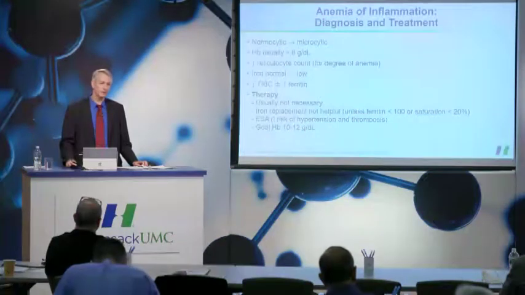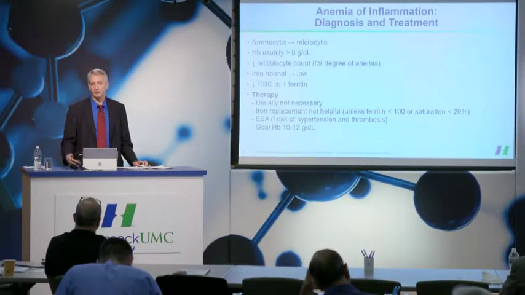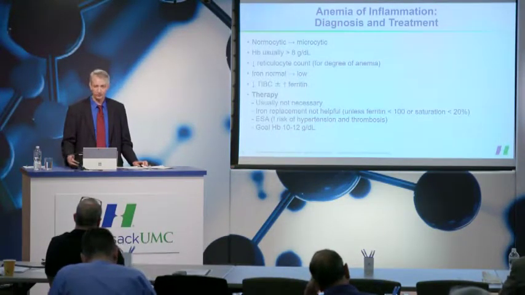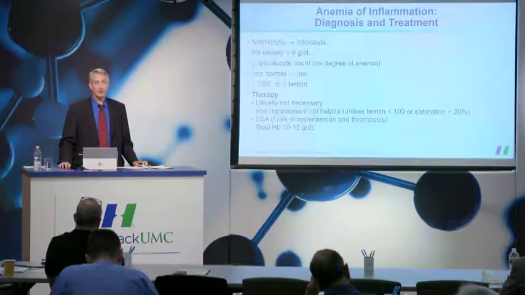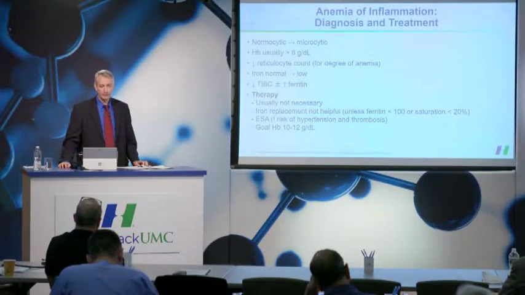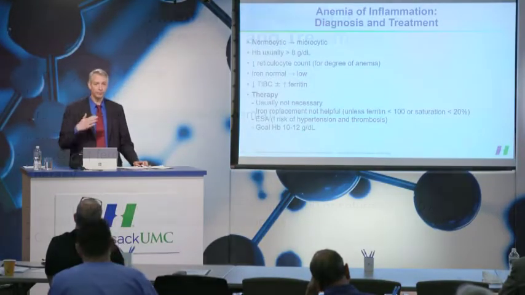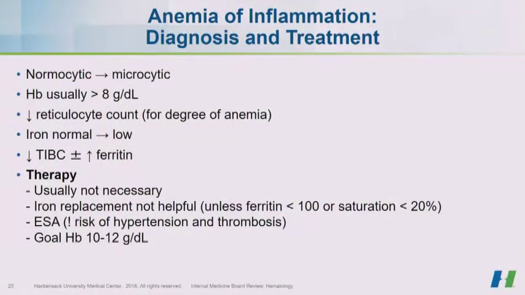If you have substantially low levels of iron saturation or ferritin, you may use iron to a point. Erythropoietin stimulating agents are a possibility. The concern here is if you push too hard on an increase in hemoglobin, you may run the risk of other adverse events that come with it, and the two major ones are hypertension and thromboembolic complications.